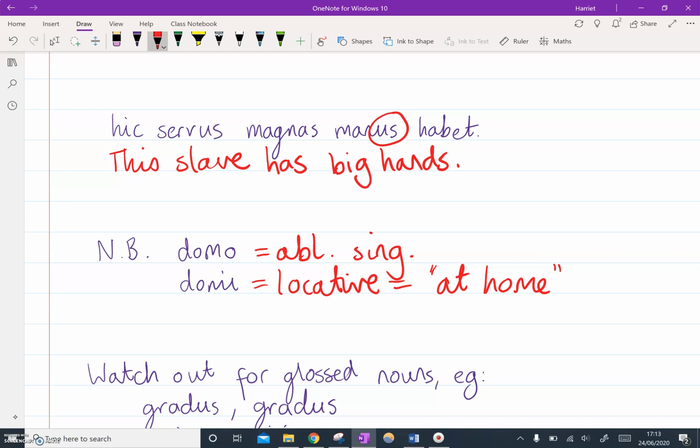So those are just kind of two little annoying things that you need to make a note of and remember, that domo instead of domu is the ablative just for that noun. No other rule breakers like that for any other nouns. And domi is the locative meaning at home.